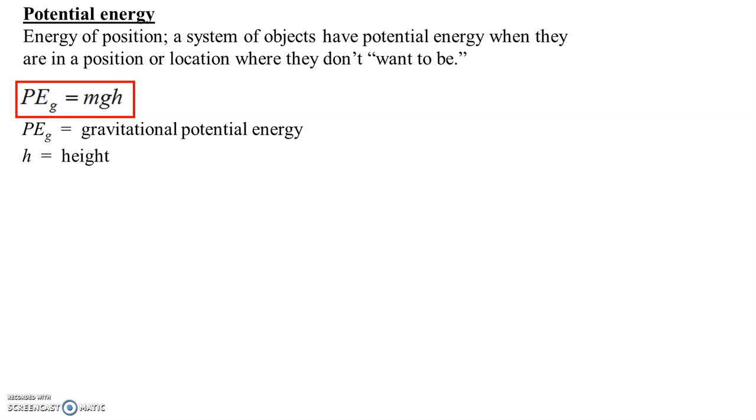And what do you suppose height is measured in? Yeah, of course, it's going to be measured in meters. This means we can get the units for gravitational potential energy from the equation. M here is measured in kilograms, and G is measured in meters per second squared, and H is measured in meters, so we have kilogram meters squared per second squared.